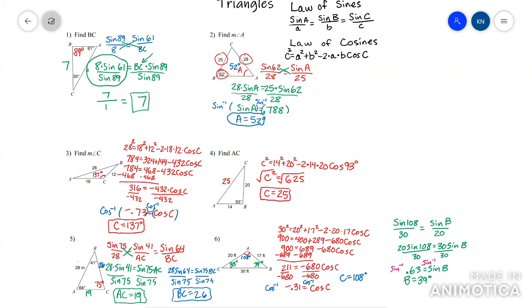So that's how I would have approached those problems. The main takeaway is you've got these two equations. Law of sines is your best friend, but you can only use it when you have an angle and its opposite side length. If you don't have that, you're going to have to be running law of cosines. Hope this video helped.